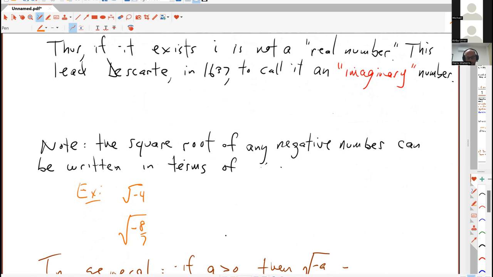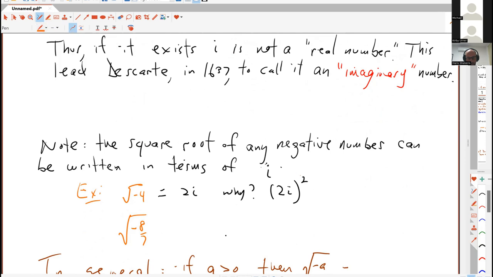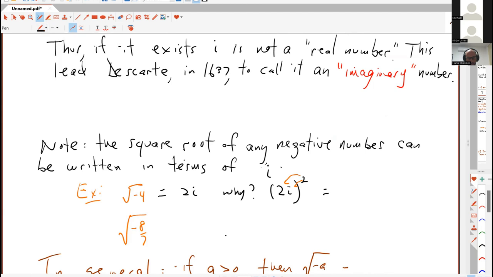All right. So note that square roots of any negative numbers can be written in terms of i. Check this out. What's the square root of negative 4? Well, that's just 2i. And why is that? Because when you take 2i and you square it, and you treat i just like you would a real number where you can distribute the square over products, you get 2 squared times i squared. And then you get 4 times negative 1, which is negative 4.